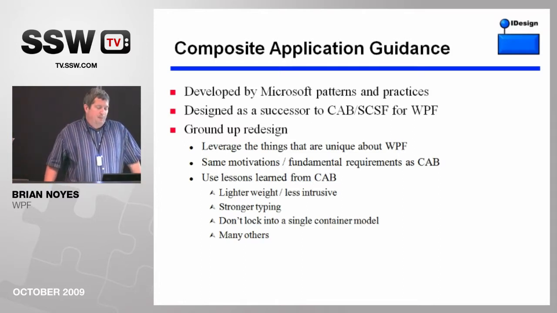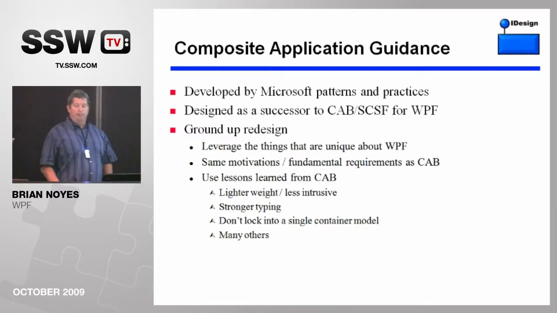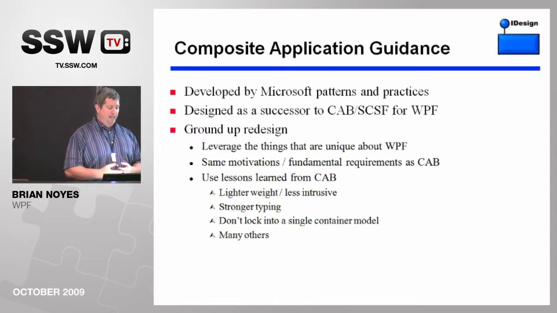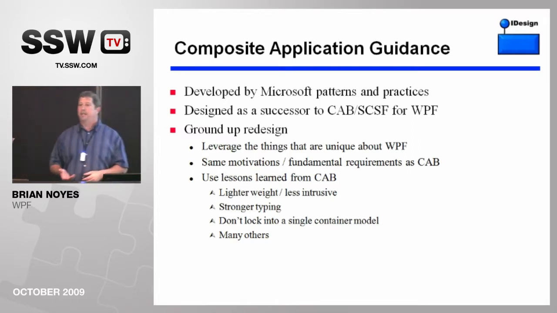To us, it's a bunch of stuff we can download and build our apps faster with it. How many people in here did CAB, Composite Application Block, or Composite UI Application Block? I pity you fools. Actually, I did a fair amount of CAB myself. This is kind of a successor to CAB.